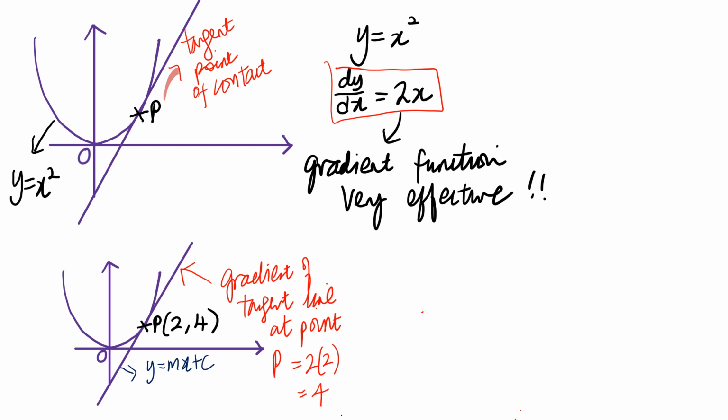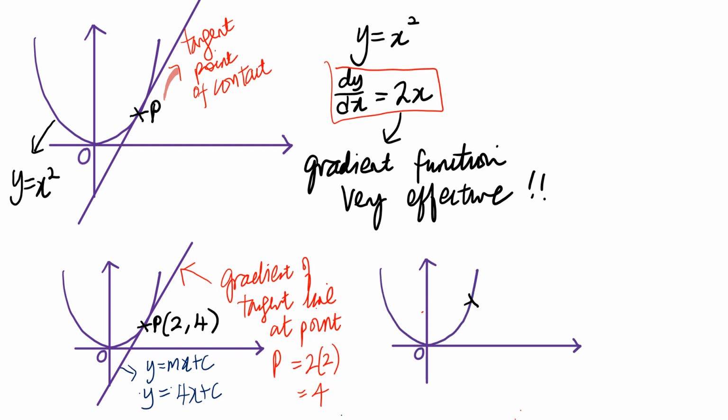So if you substitute your gradient to be 4, the equation of this tangent line is y equals 4x plus c. To find your c, you can refer to the earlier videos I've done on straight line equations. Basically, you just substitute your x coordinate to be 2, y coordinate to be 4, and then you find your unknown c.